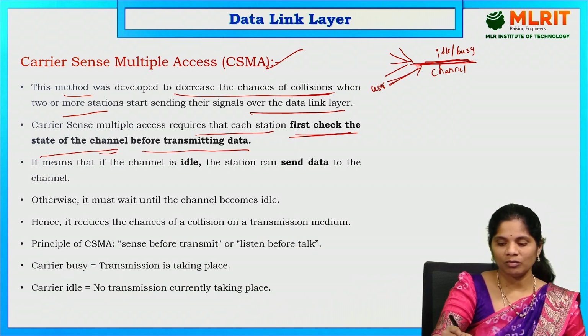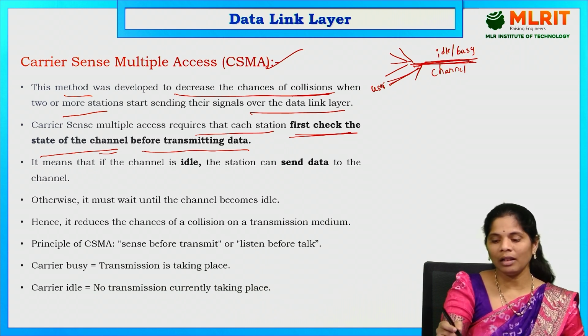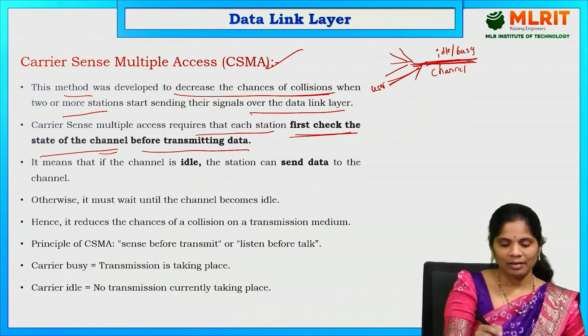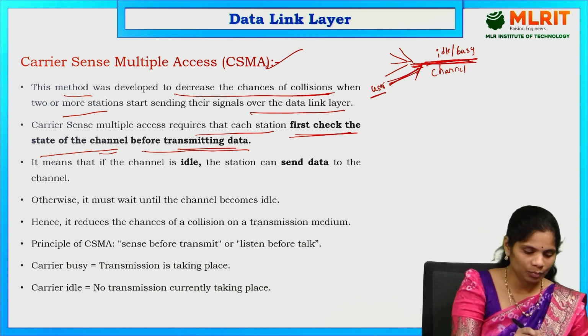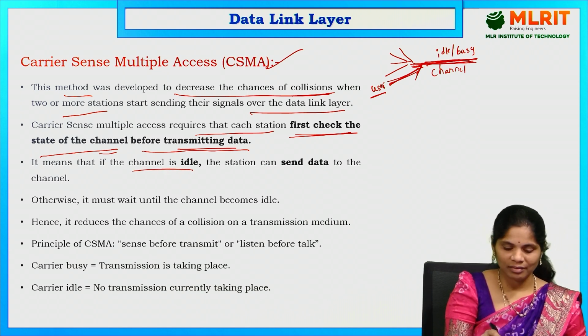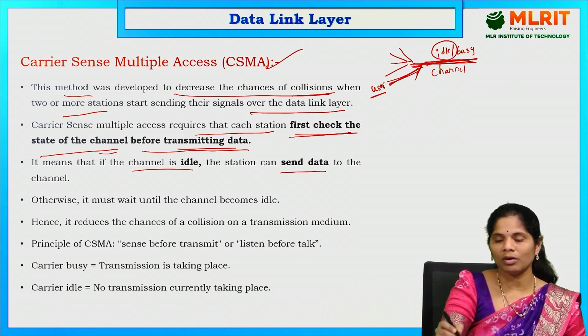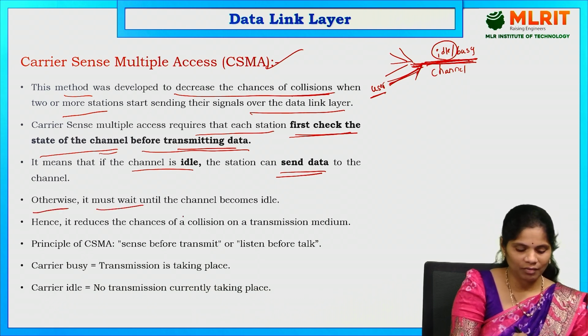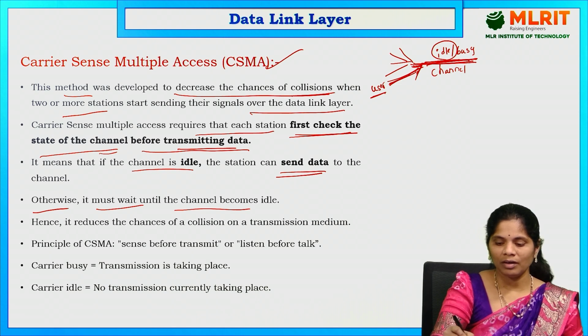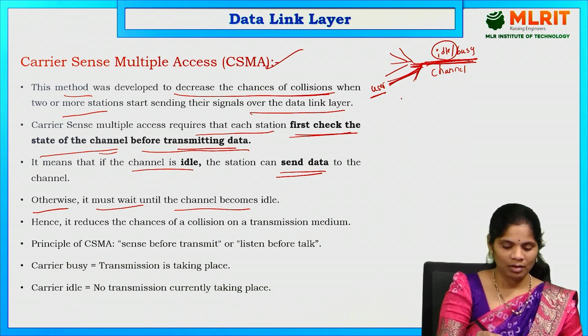Whenever the user wants to transmit data, first it will check the state of the channel, whether the channel is busy or idle. If it is idle, it will send the data. If it is busy, it will wait some time. So the user has to sense the channel before transmitting the data. That is CSMA. If the channel is idle, meaning no transmission is going on, the station can send the data. Otherwise, the user must wait until the channel becomes idle.